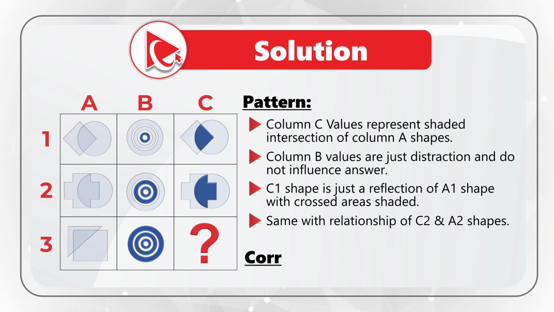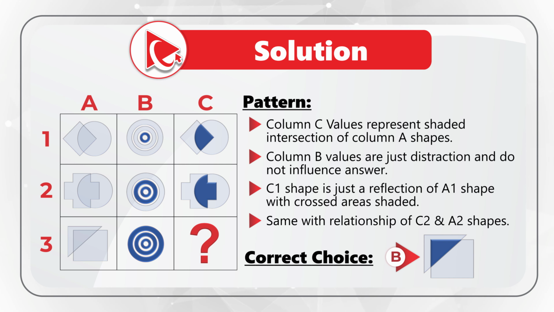Considering this, the correct choice here is choice B, where the triangle and square are intersecting, and there's a shaded gray area on the intersection. Do you have a better solution? Please make sure to post it in comments.